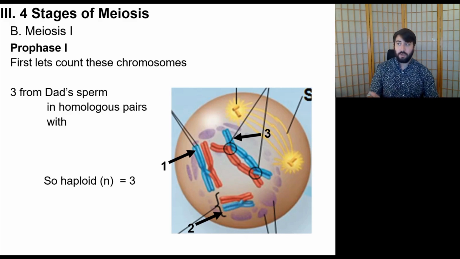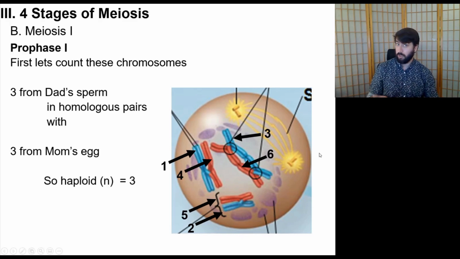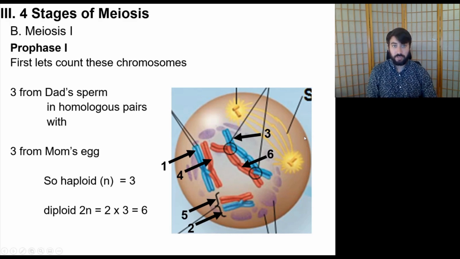However, of course, these are paired up in homologous pairs with chromosomes from mom, right? So 1, 2, 3 more from mom here. Now, if we have 2 copies of each chromosome, one from mom and one from dad, right, we're diploid. So our math should be 2 copies of each of the 3 chromosomes, adding up to 6 chromosomes, or 2n equals 6.